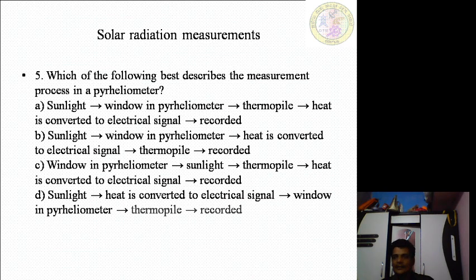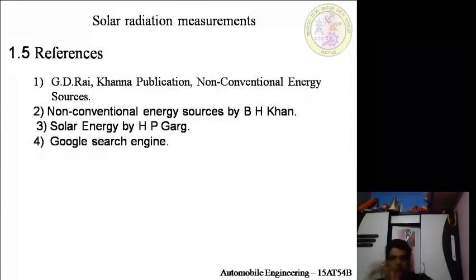And the answer is A. First sunlight, then window in pyrheliometer, then thermopile, then heat is converted to the electrical signal and it is recorded. A is the correct answer for this one. Then we go through the next. References are there.